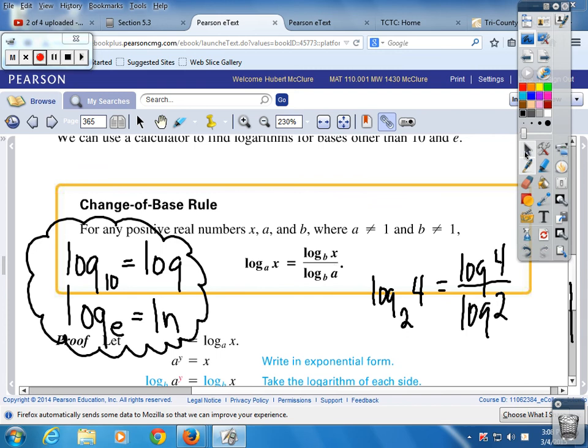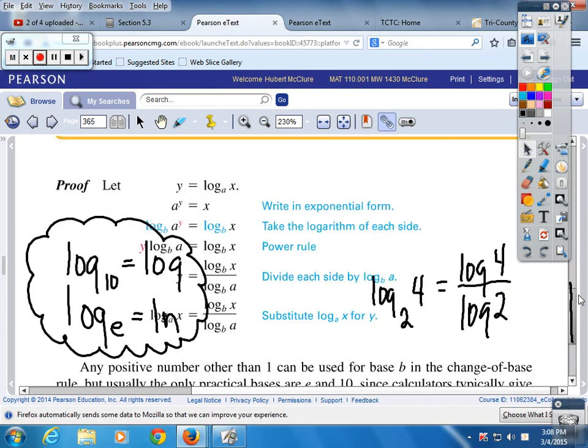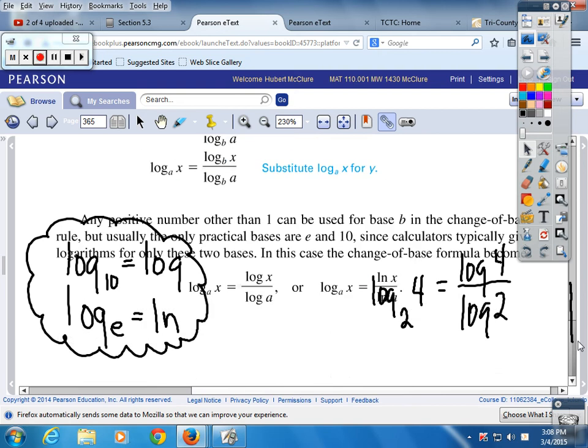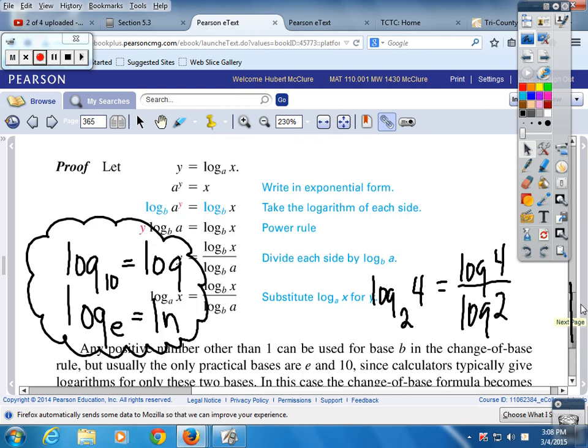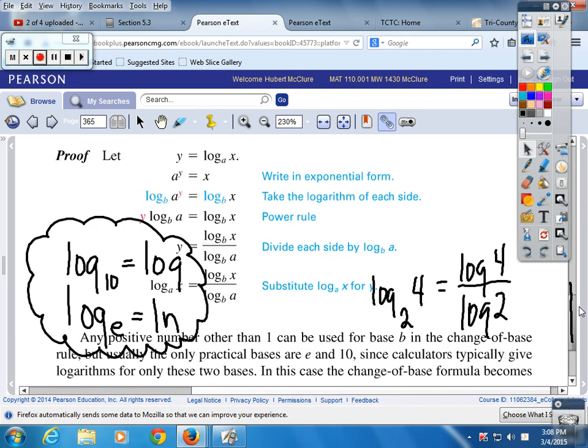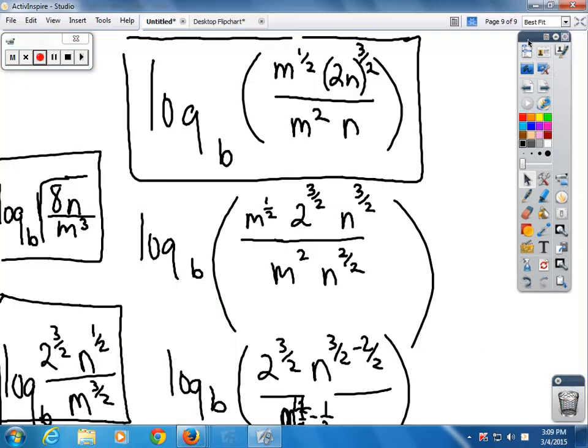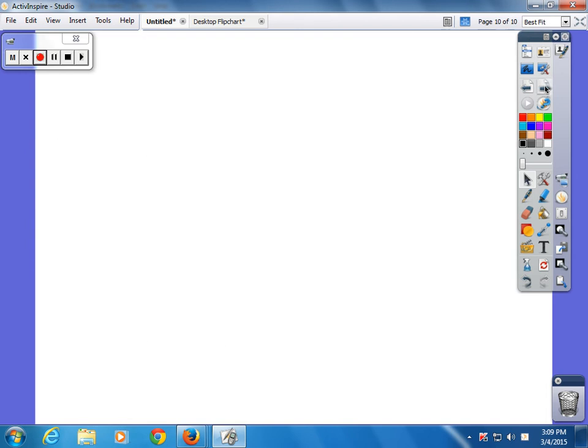They're probably not going to give you too many examples. I thought they'd give you one with at least numbers in it. Oh, they're showing you the proof there, probably. Let's find one with numbers. There's one. Log base 5 of 17.